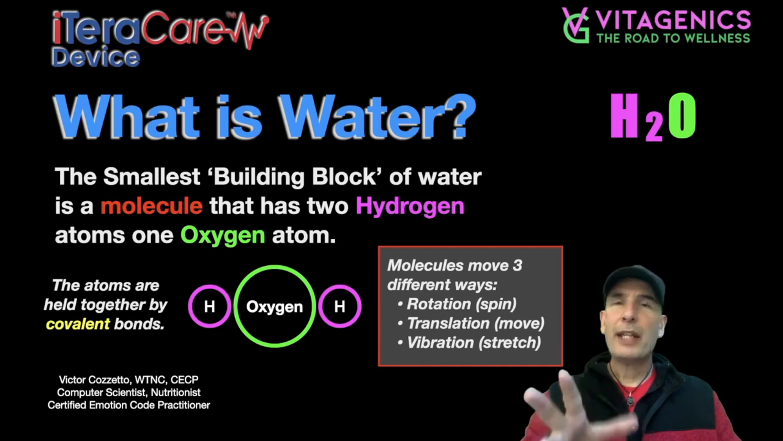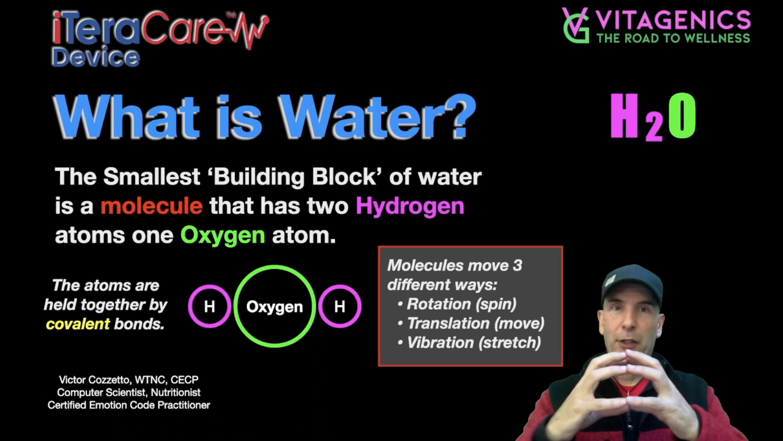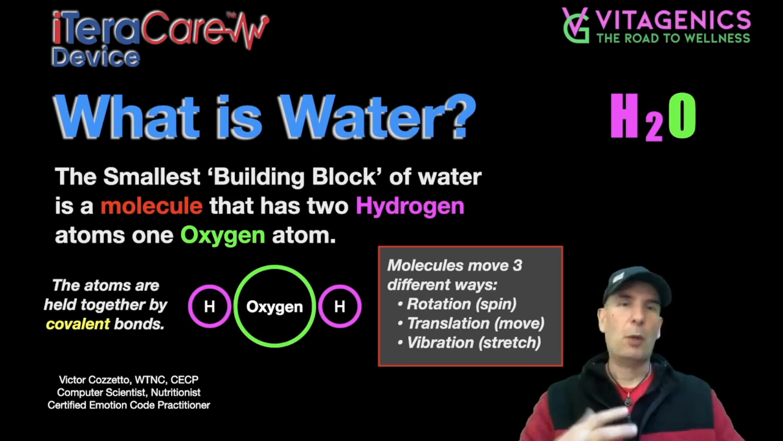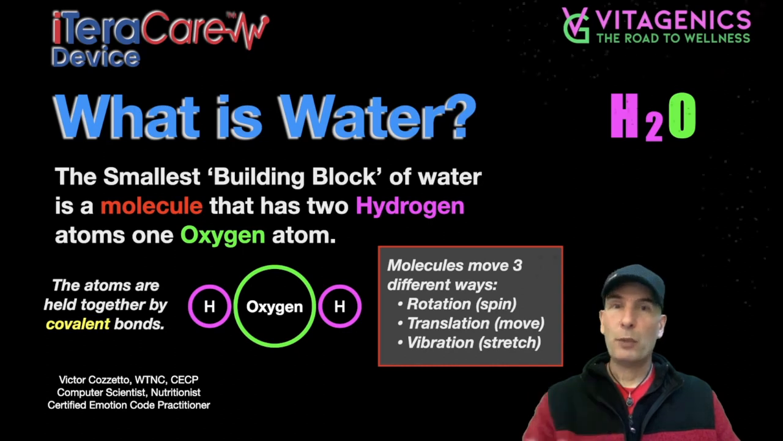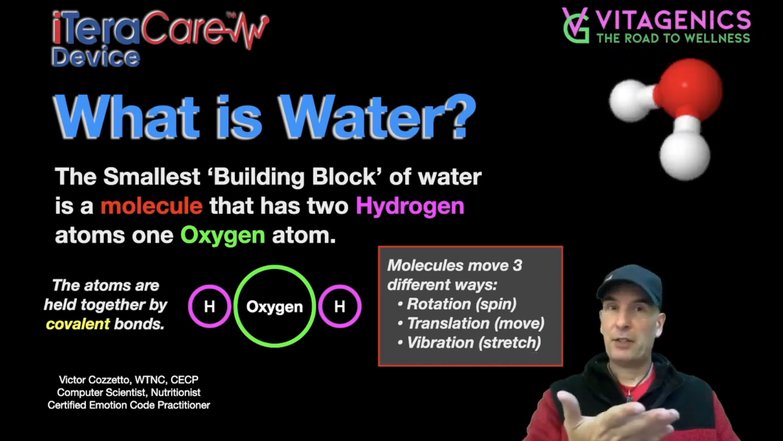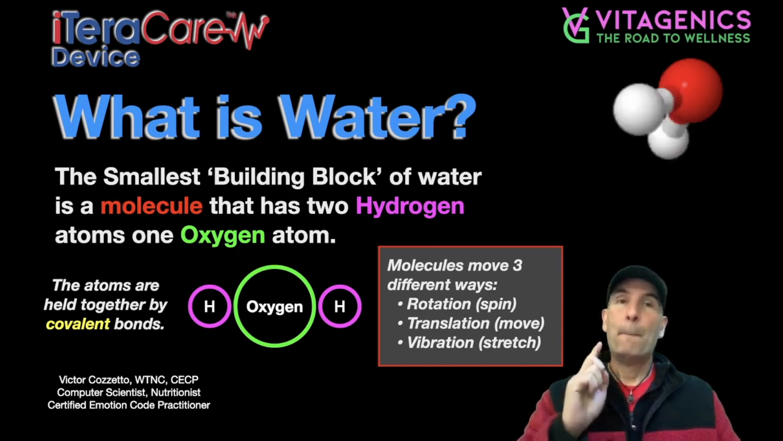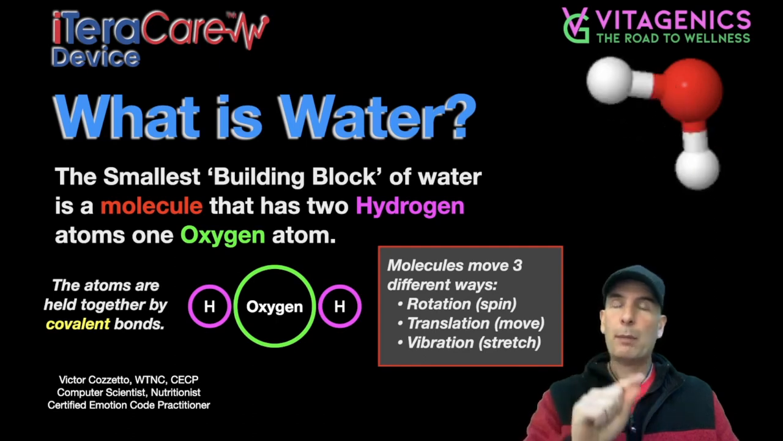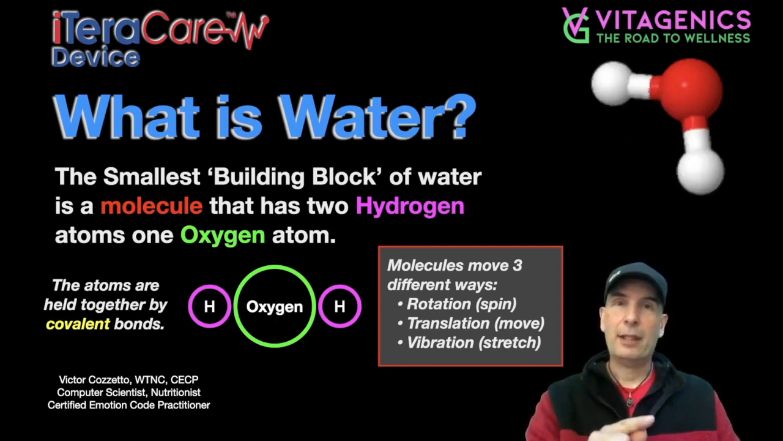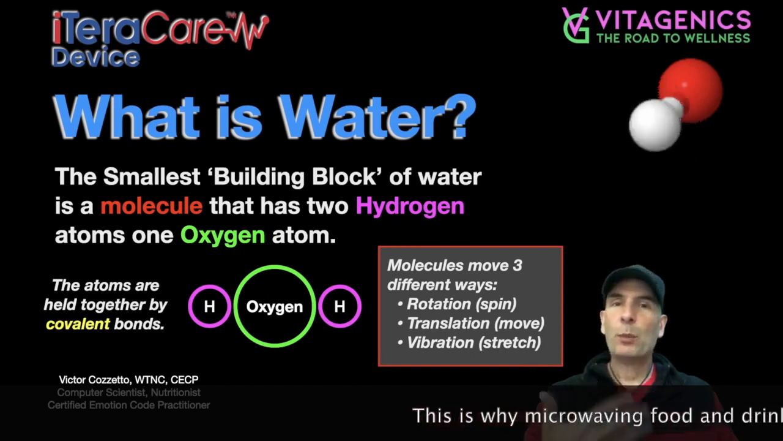Now, getting into the more interesting things, one molecule of water, this H2O, it can move in three different ways, okay? It can rotate, like it does here. And let me give you another hint. Microwaves heat things by causing water molecules to rotate. This is not good for us. This is not how we normally heat things.